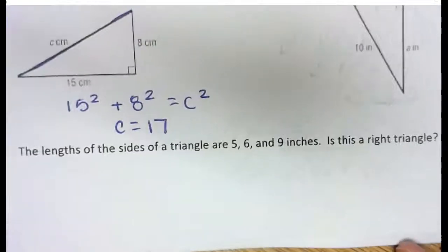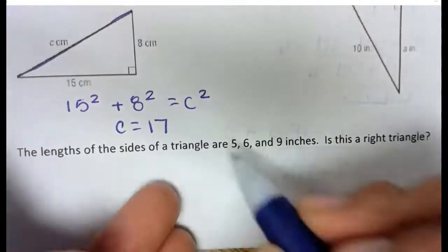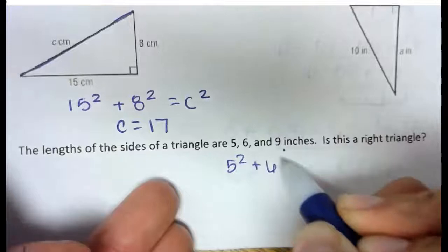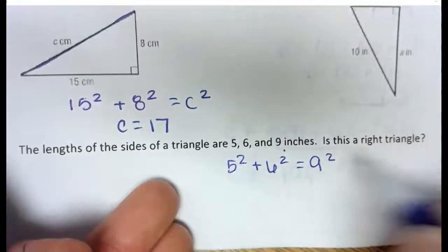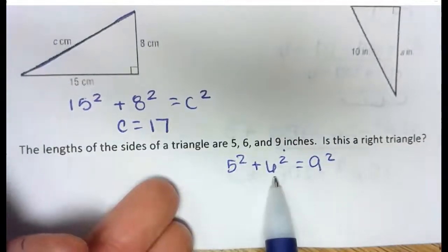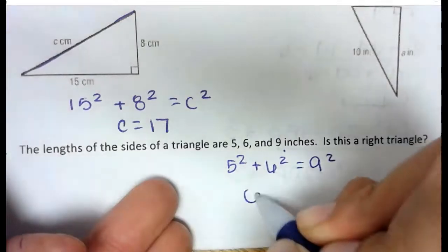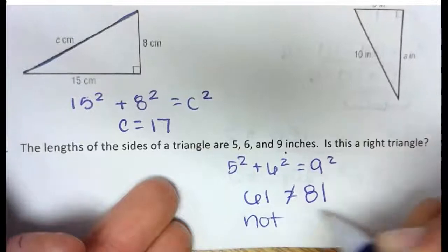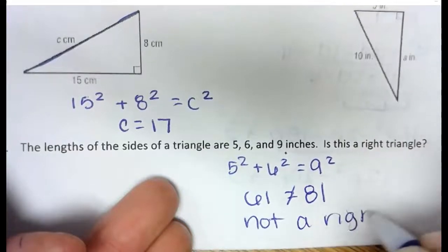For 6, you would take the largest and square it and compare it to the squares of the 2 smaller. In this case, we get 61. That's not equal to 81, so it's not a right triangle.